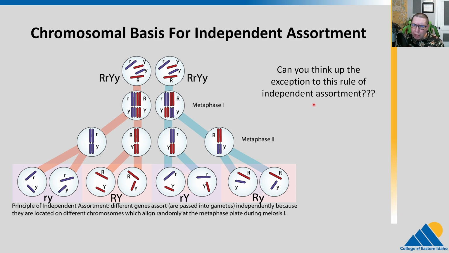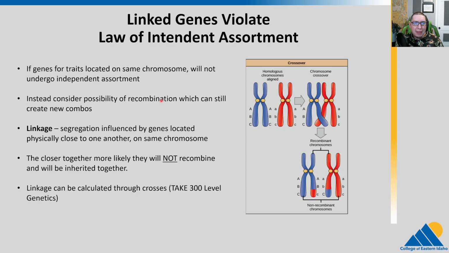Can you think up of an exception to this rule for independent assortment? What would cause this not to be the case? Go and pause the video, think about that. All right, well, Mendel got lucky, like I said, because his two traits were genes on separate chromosomes. What would happen if these genes were on the same chromosome? Things might get a little bit different there. And that's where we get the concept of linkage.